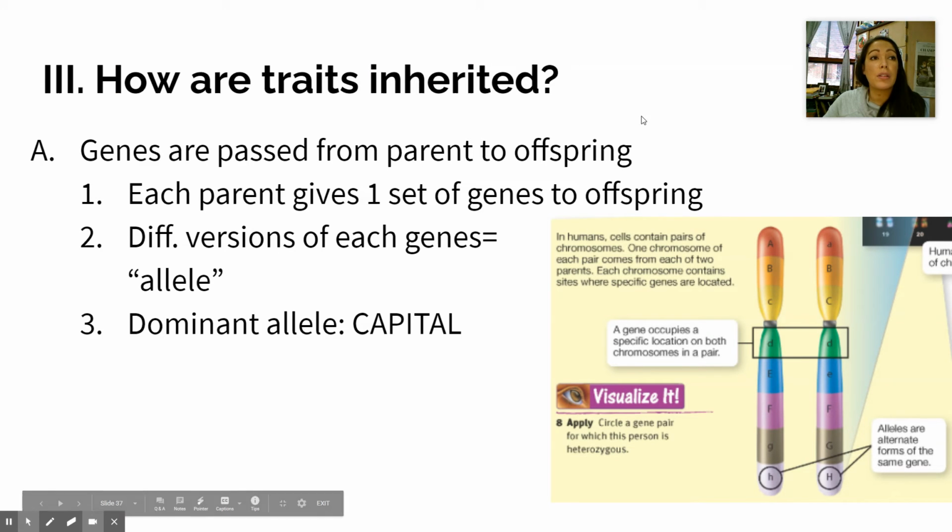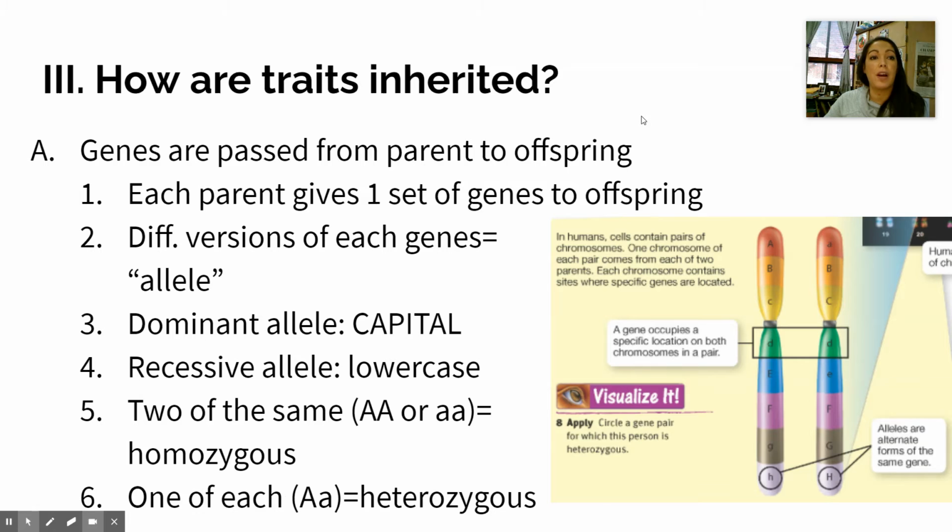Okay, so how are those genes passed down from parent to offspring? When those gametes combine, that is going to give the offspring a set of genes from biological mom and biological dad, or from one parent and another parent. There's different versions of the genes.